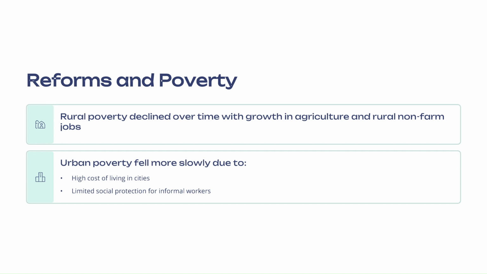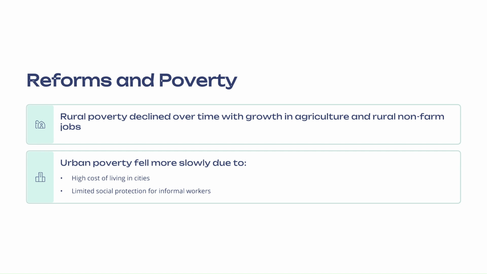Why was this progress slower? Factors include the slower pace of job creation in cities relative to immigration, rising costs of living, housing and transport, and limited social protection for the urban poor.